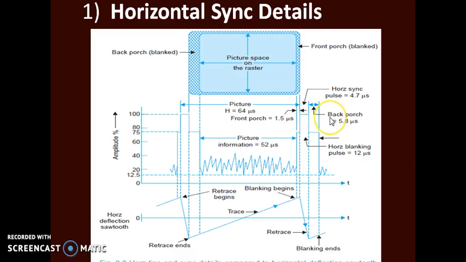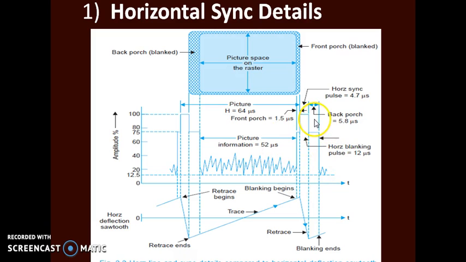Another significance of the back porch is that the color burst signal is added during this back porch. The color burst signal is responsible for getting the colors at the receiver side. If this color burst signal within the back porch is absent, then you will have just monochrome reception. So the significance of the back porch is to reverse the direction of current, and second, to add the color burst signal.